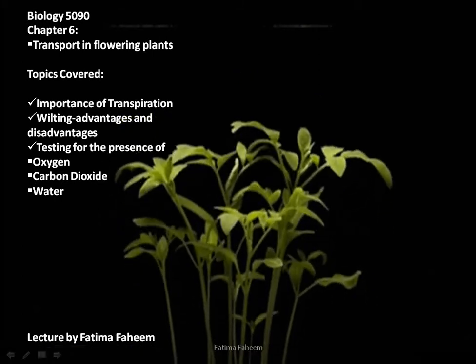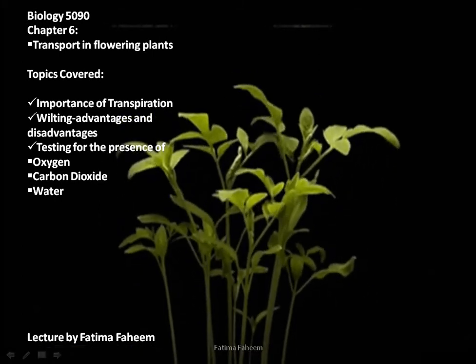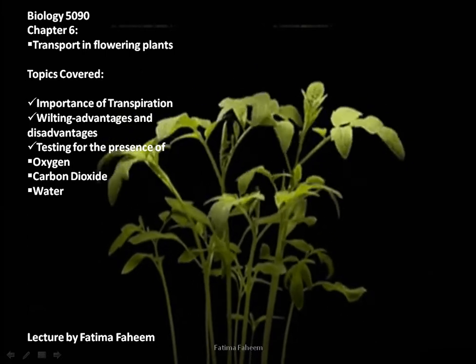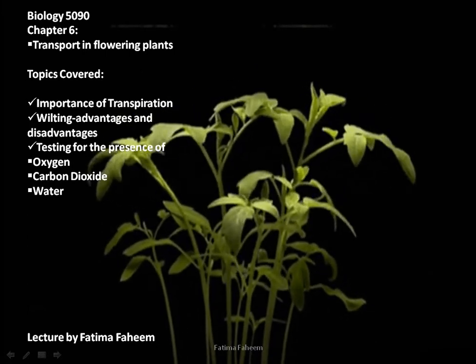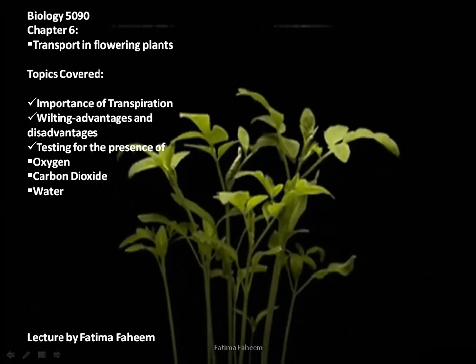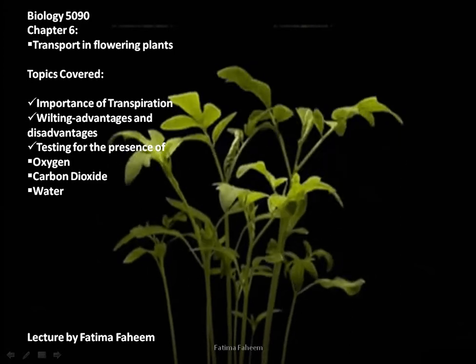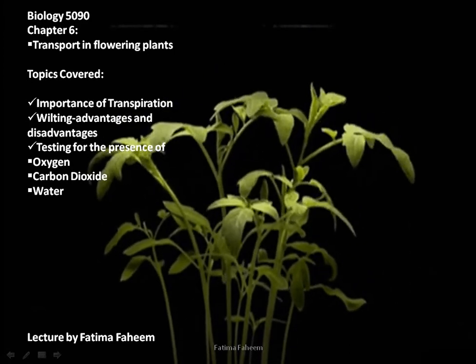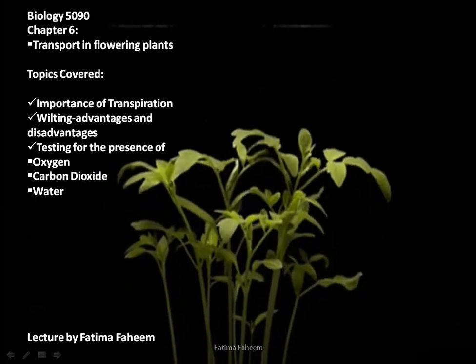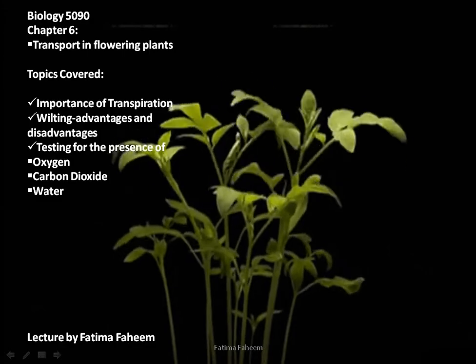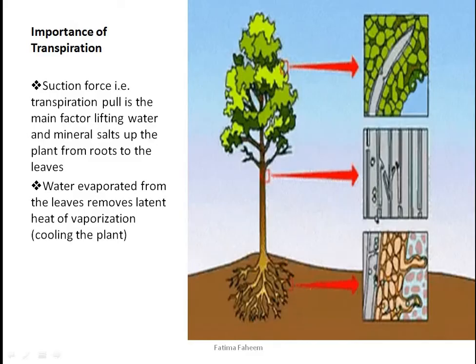Students, this is chapter number 6, Transport in Flowering Plants. In today's lesson, we have to discuss the importance of transpiration. We will see the advantages and disadvantages of wilting. Then we have to see some tests for oxygen, carbon dioxide and water. For their presence, we need to know what things can be done to identify the presence of oxygen, carbon dioxide and water. First, let's see the importance of transpiration.